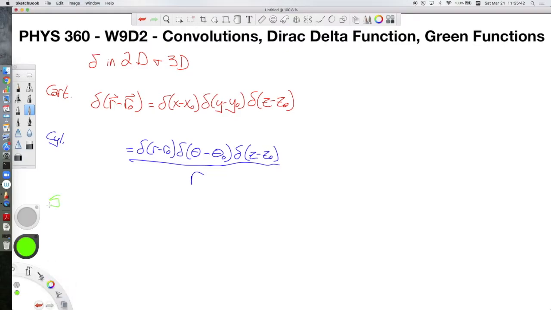And last but not least, for spherical, we have delta of r minus r naught, delta of theta minus theta naught, and delta of phi minus phi naught over r squared sine of theta.